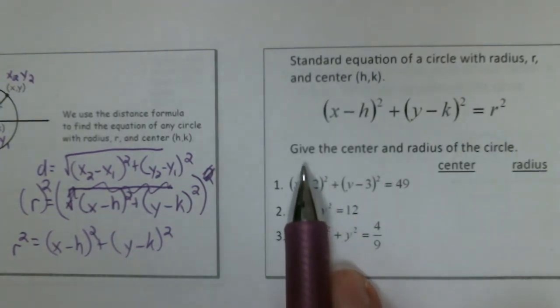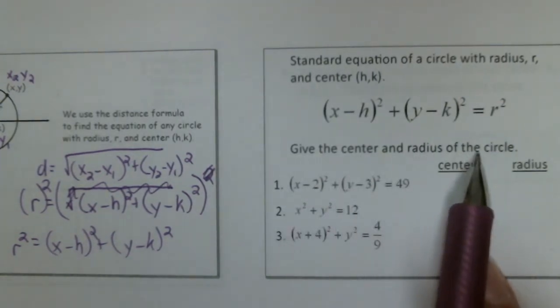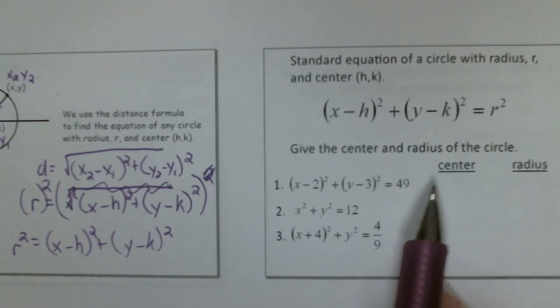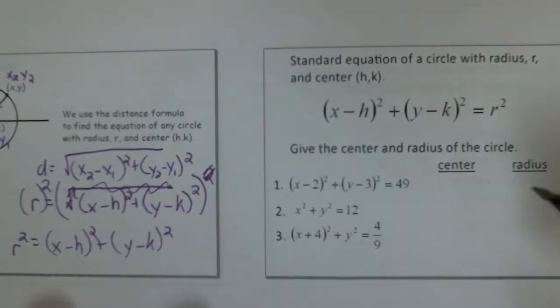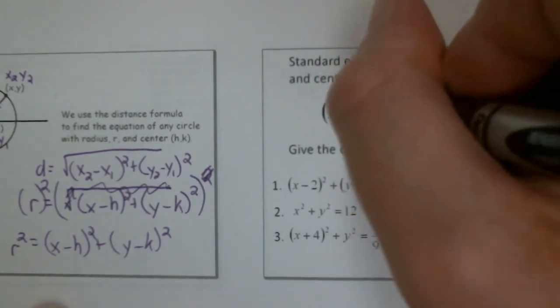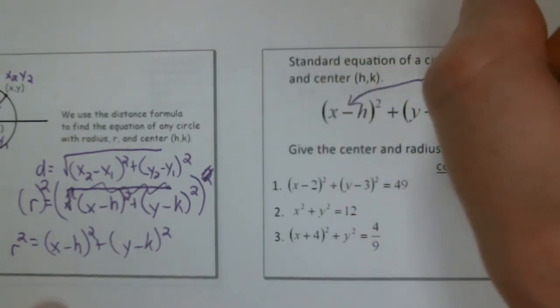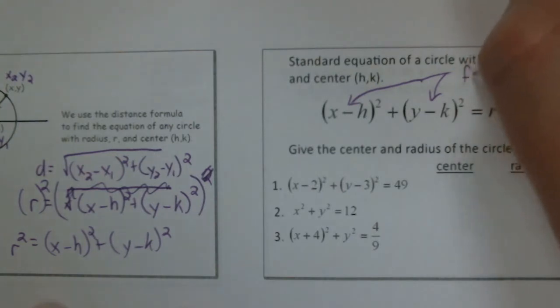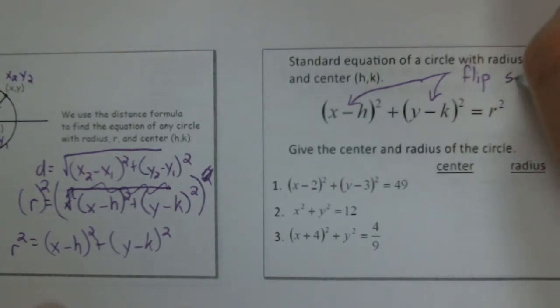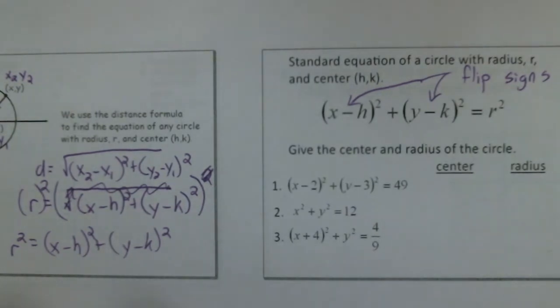All right, so here's how this works. Given the equation, I want to find the center and the radius. One thing you guys are going to have to understand, I want you to write this in your notes. Every time we've had a binomial with a parentheses, what have we done with the signs almost every time? We flip them. So I want you to write in your notes, flip the signs. Every time we've solved a quadratic, every time we've done something like that, we flip the signs.